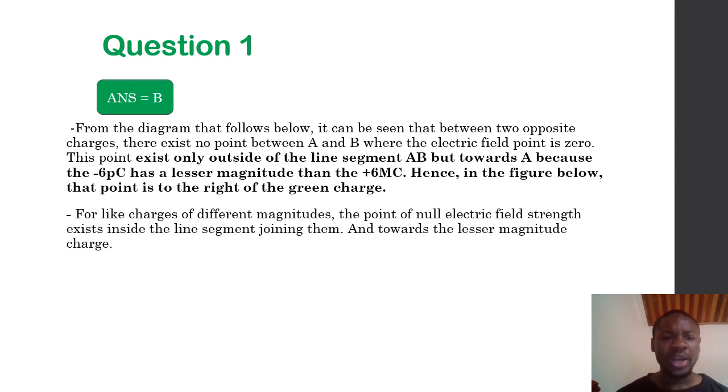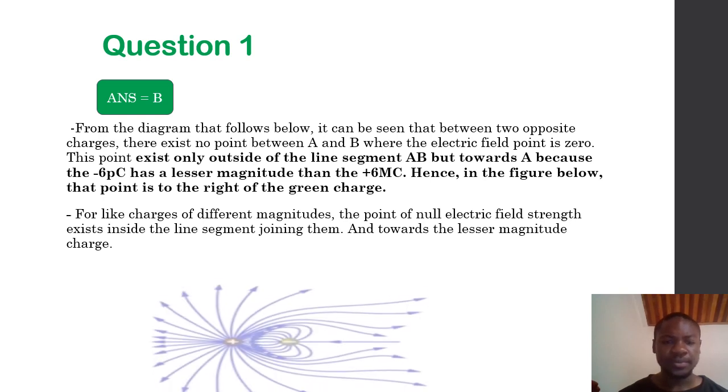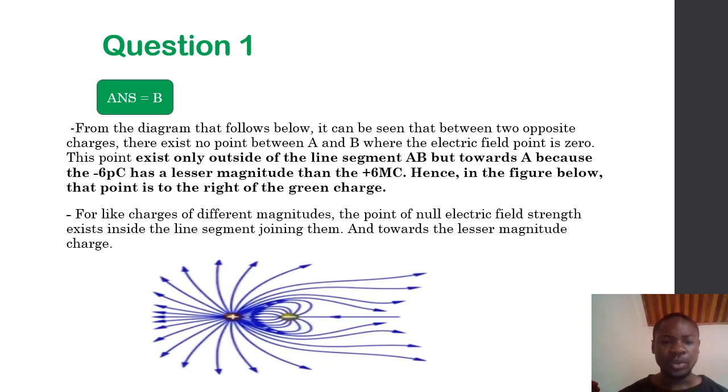And you should take note that for like charges of different magnitudes, the point of zero electric field strength exists inside the line segment joining them and towards the lesser magnitude charge. So this is the diagram here. So there exists no point between A and B if the charges have unlike polarity. So the electric field is 0 only outside AB and near the lesser magnitude charge. So the answer is B.